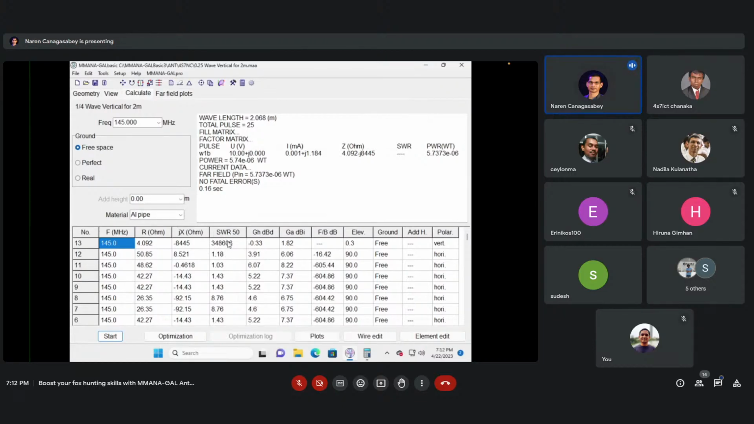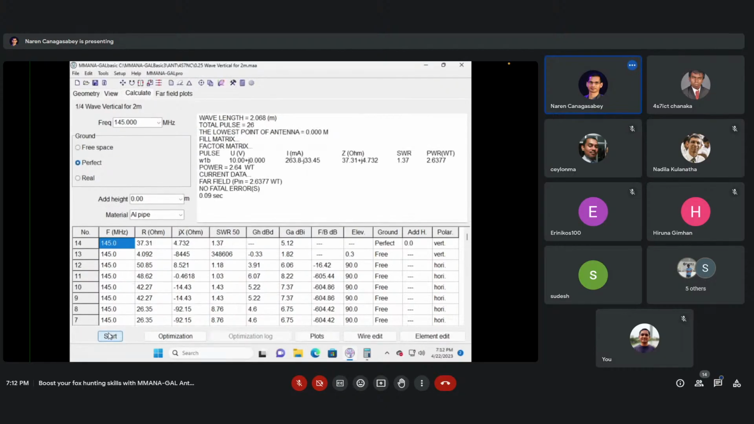Any quarter wave vertical should have a ground, should have a return path for the current. So for that reason, we actually select this perfect ground. So this is the simulated ground. Select this again. You can see the SWR drop to 1.37. And this is the dBi, 5.12.